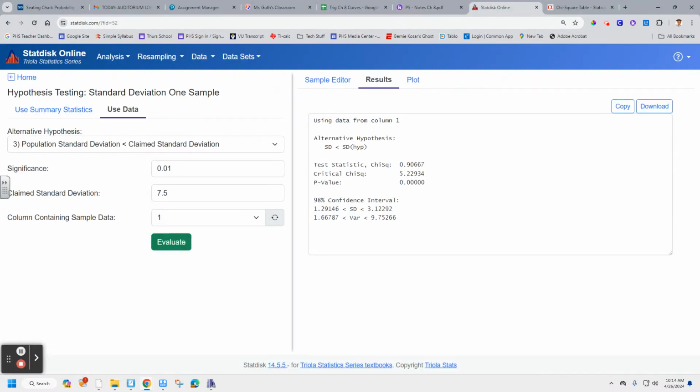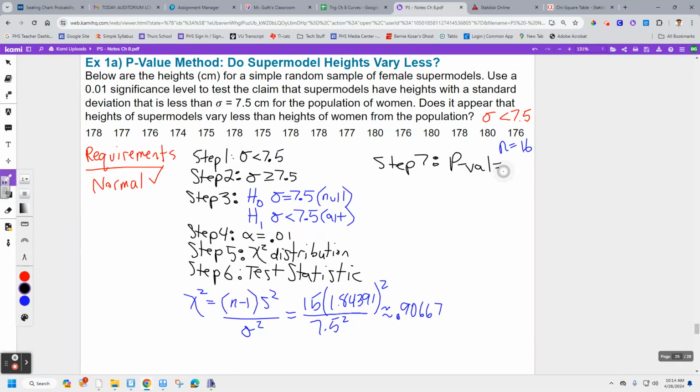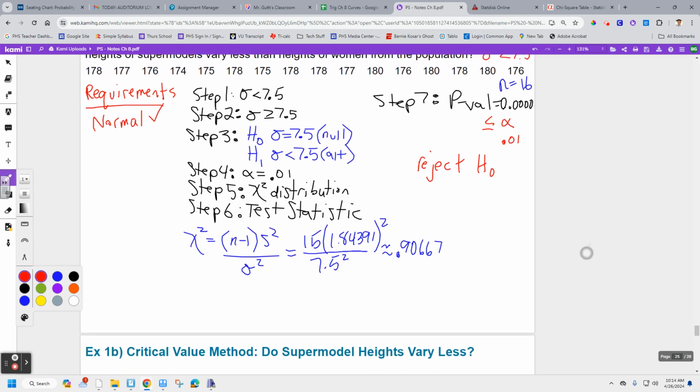We've already got it pulled up on technology. Let's just go with StatDisk. The p-value is 0.0000. Remember the statement, if the P is low, the null must go, right? That's definitely less than our significance level of 0.01, and so that tells me to reject the null statement. We're using the p-value method, not the critical value method, so we know we're going to reject.